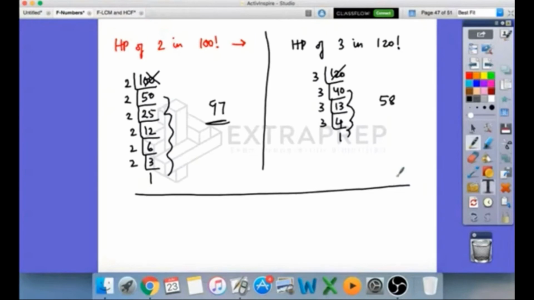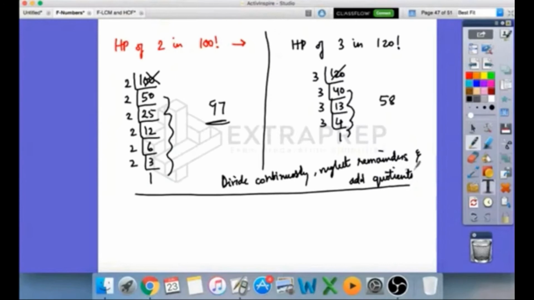This is how you find the highest power of a prime number in some factorial value. You just divide. Successive division, neglecting the remainders, and you add all the quotients. Divide continuously. Neglect remainders and add quotients. That's the logic to find the highest power of a prime number.